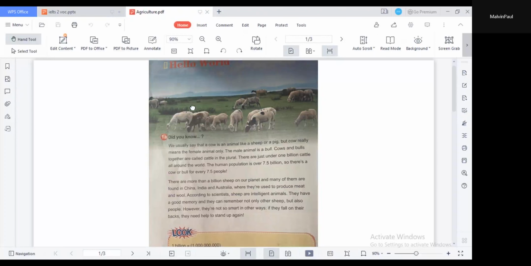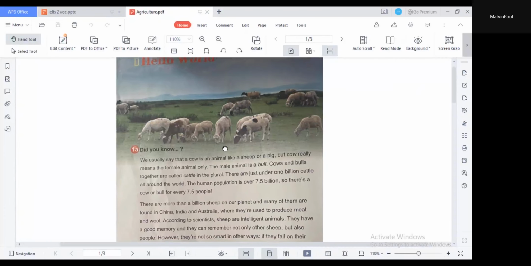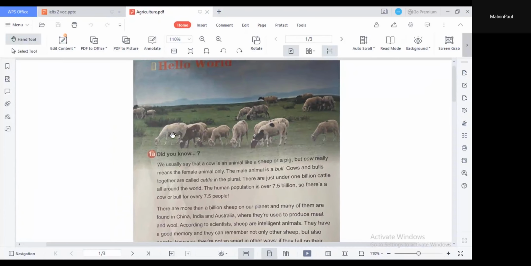So yes, good. Let's have our article for today, which is very small. So let's start.